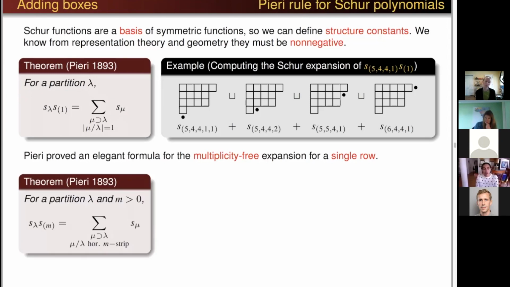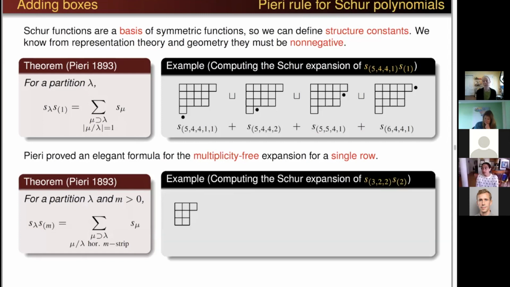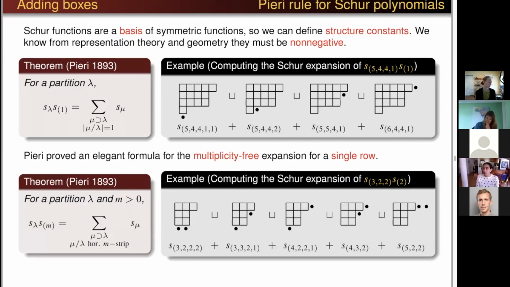But Pieri actually told us how to do it for a single row, and that's not much harder. So what do we do? Well, say we want to multiply by S2 now. I've changed my favorite partition to 3, 2, 2, and I'm going to multiply by S2. So I'm going to add 2 boxes, and the only caveat is that I mustn't add them in the same column. So I could add 2 boxes here, or here and here, or here and here, or there, or there. 5 terms, multiplicity-free, super easy to do. Just add boxes in a horizontal strip. So you're not allowed to add 2 in the same column.